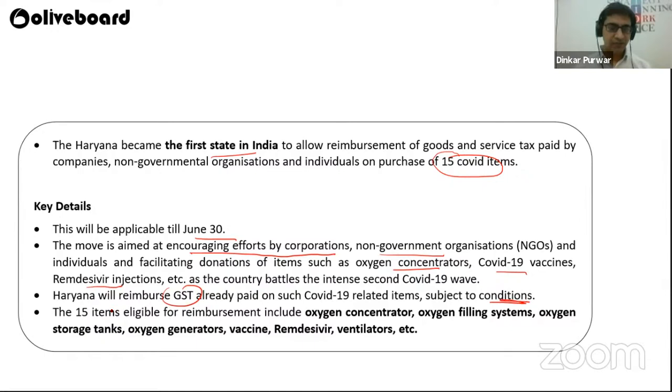The 15 items that will be eligible for reimbursement will include oxygen concentrator, oxygen filling system, oxygen storage tank, oxygen generator, vaccine, remdesivir, ventilator, and some more items.